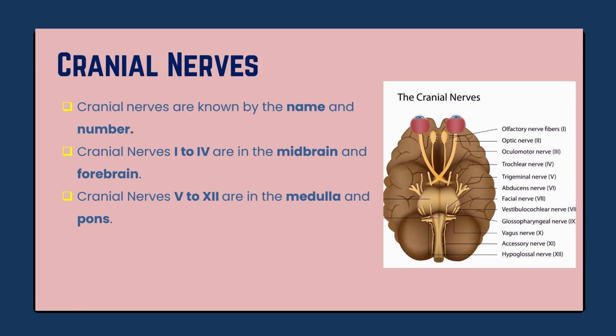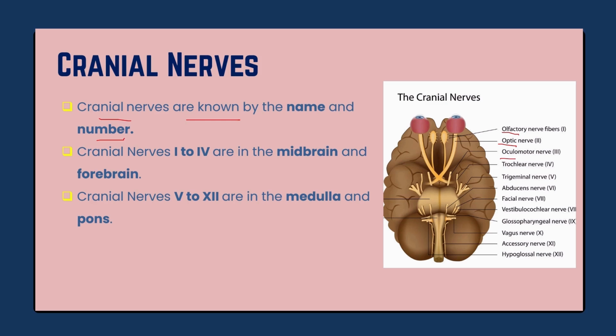So one end would be somewhere in your head, neck or the vagus part, and the other part would be directly connected to brain structures. And this allows for highly specialized and localized functions. Now, cranial nerves are known by their name and number. You can see here a name and a corresponding number.